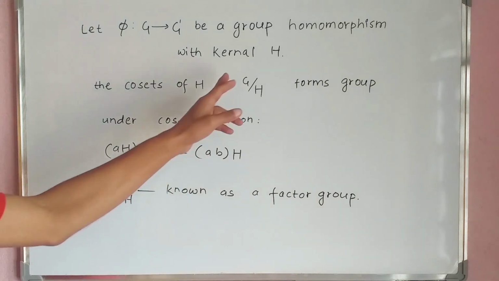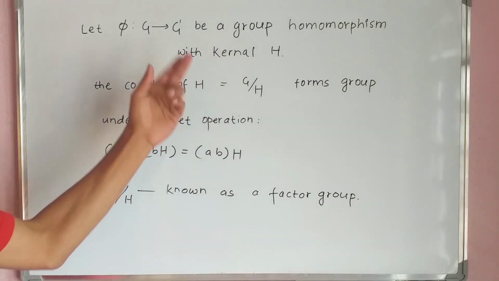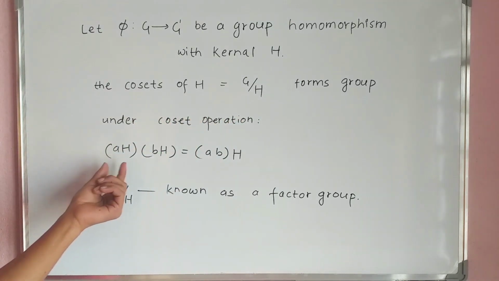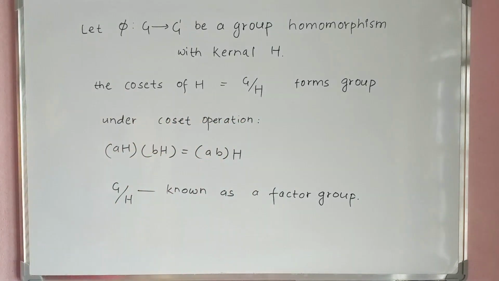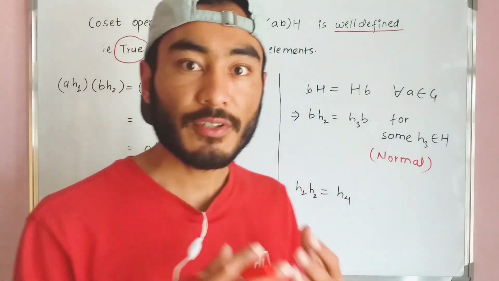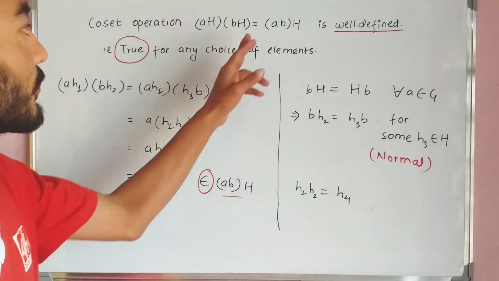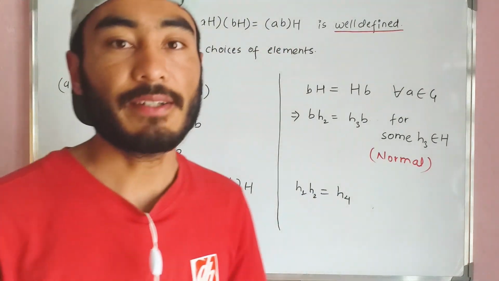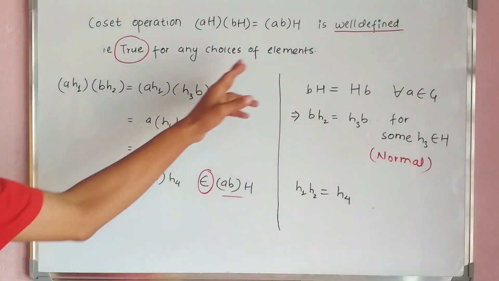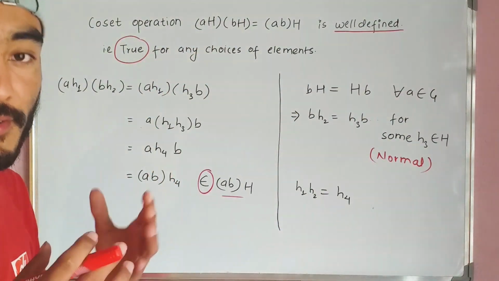Here the set is G/H, the cosets of H in G, and the binary operation is the coset operation aH bH = abH. Now we proceed to the proof. First we show that the coset operation aH bH = abH is well defined. That means it is true for any choices of the elements from these two sets.